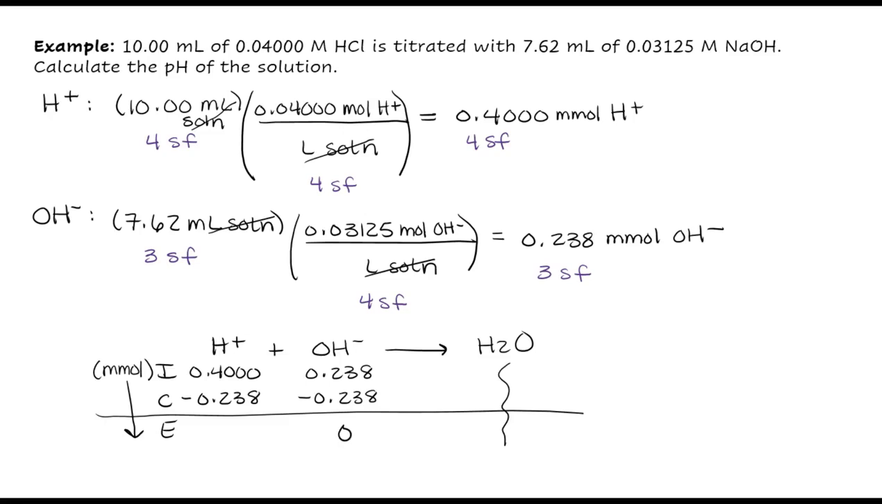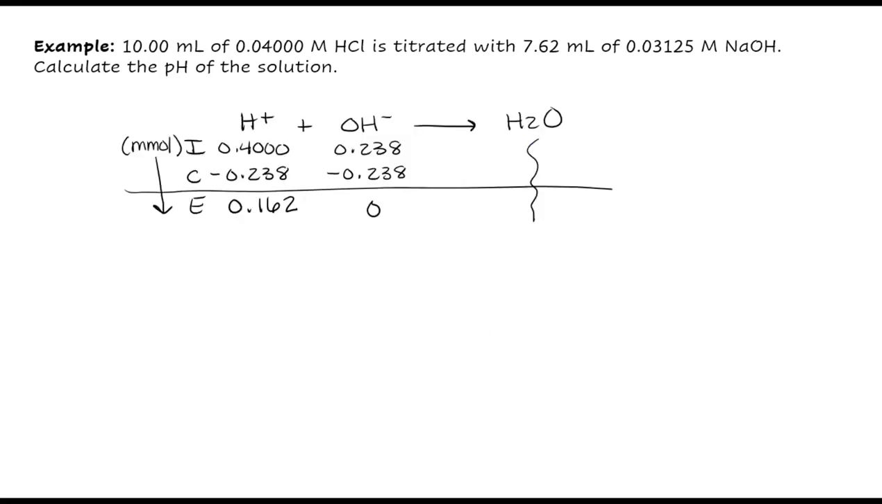The hydroxide goes to 0. We have to calculate the H plus, which is 0.4000 minus 0.238. Because this is a subtraction, our sig figs will be rounded to the fewest decimal places, which in this case will give us 0.162. The next thing we do is calculate our H plus molarity, which we get from our 0.162 millimoles divided by our total volume.